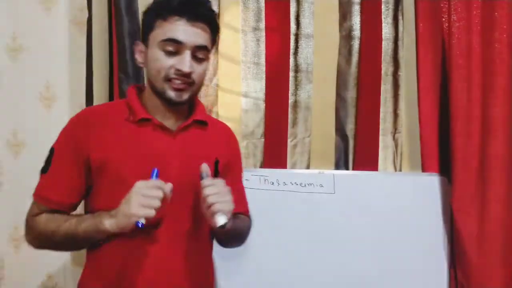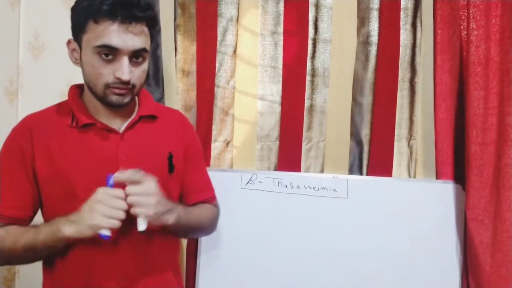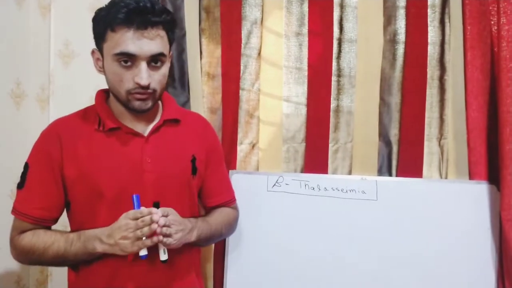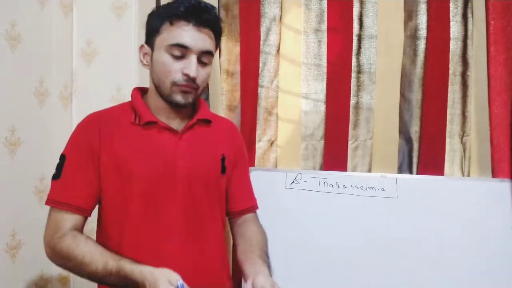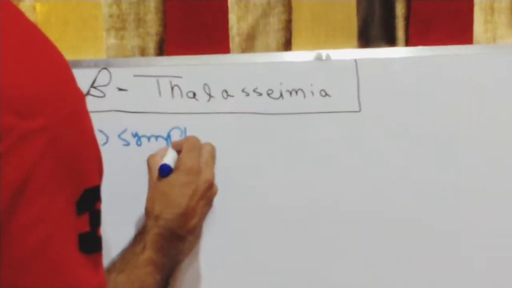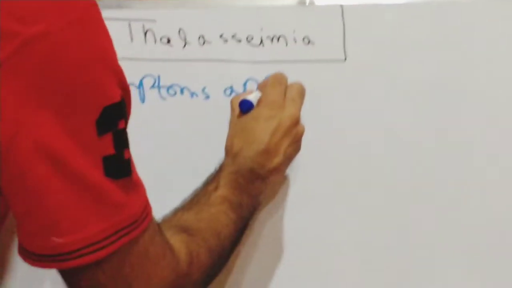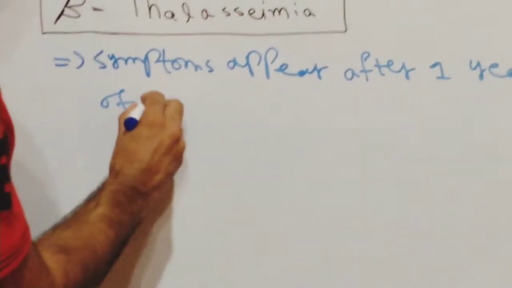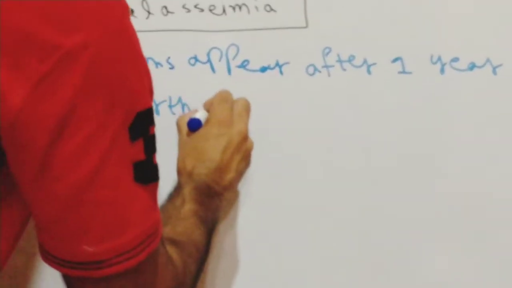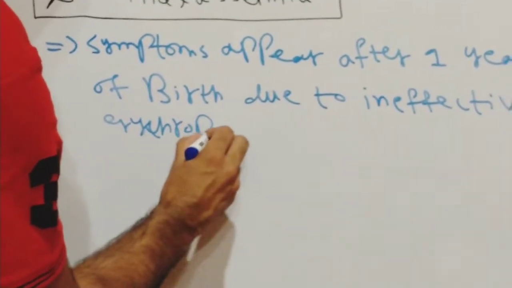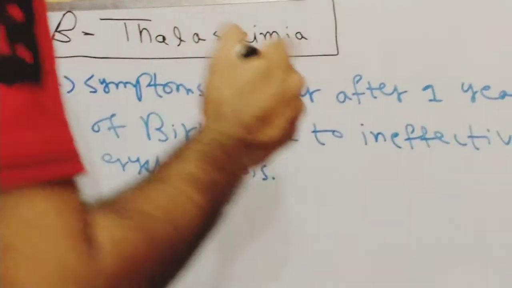Now, the baby which possesses the major thalassemia disease, the symptoms appear after 1 year of birth. The disease known as the coolie anemia develops due to the ineffective erythropoiesis, because ineffective erythropoiesis leads to the deficiency of blood, which leads to the coolie anemia disease. So symptoms appear after 1 year of birth in the fetus due to ineffective erythropoiesis. Highlighting this important word.